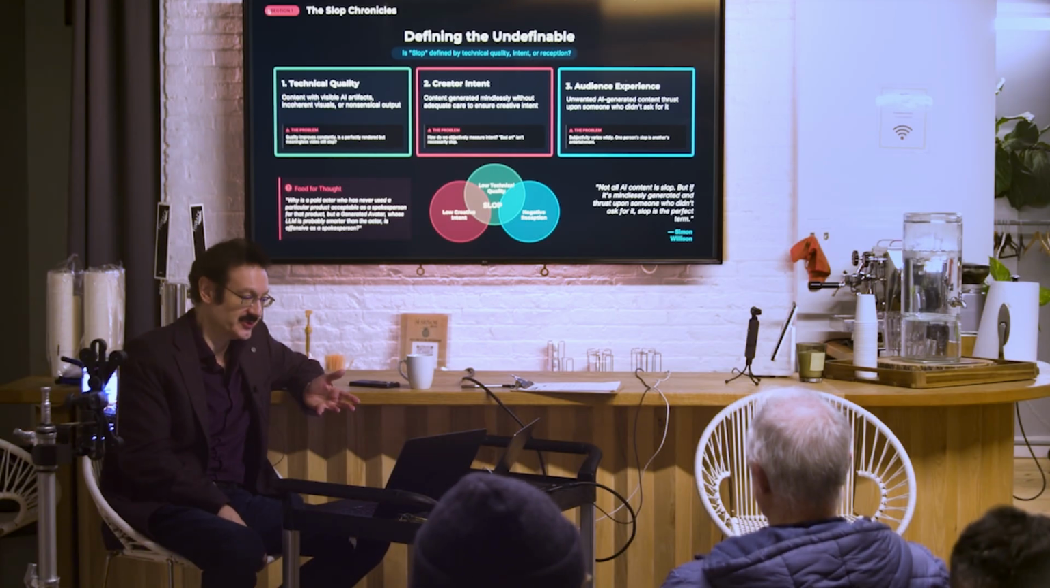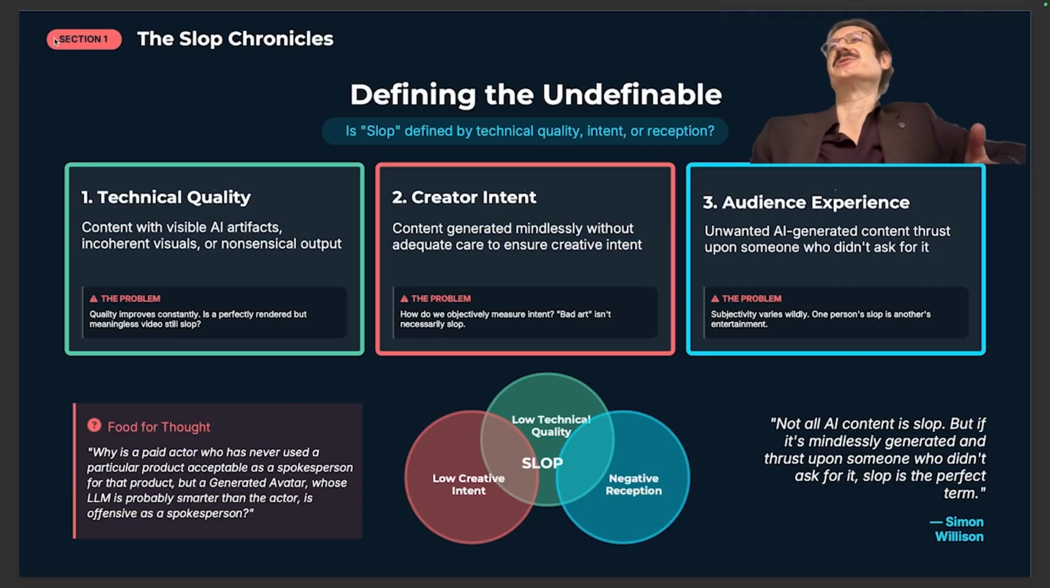And what I was wondering was, why is a paid actor who has never used a product but is promoting it acceptable as a spokesperson, but an AI avatar, who's not a real person but is written by a real person or an LLM, why is that slop? And the actor who's never touched the product and is just getting paid, why are they judged differently? I don't know. We'll see.